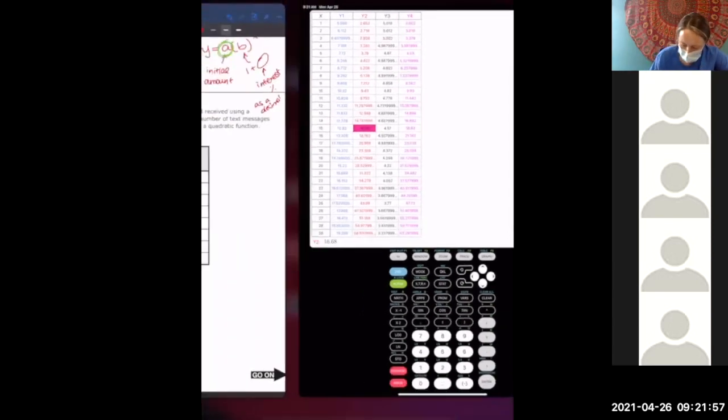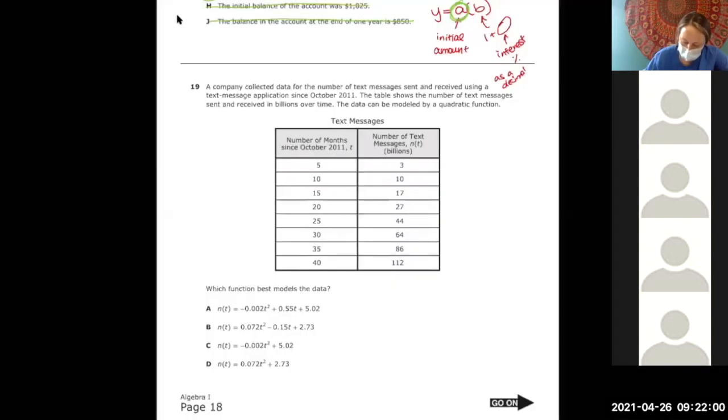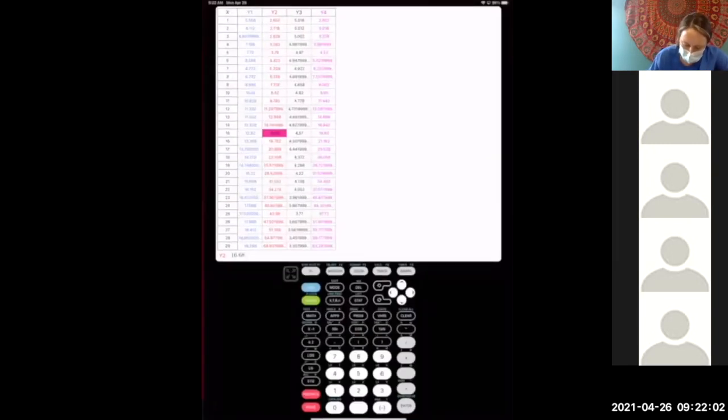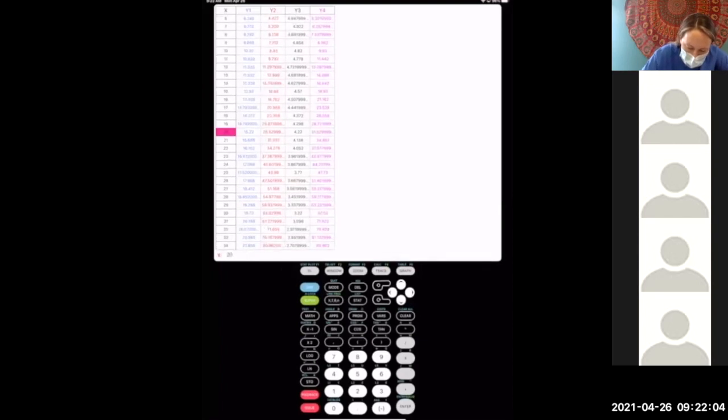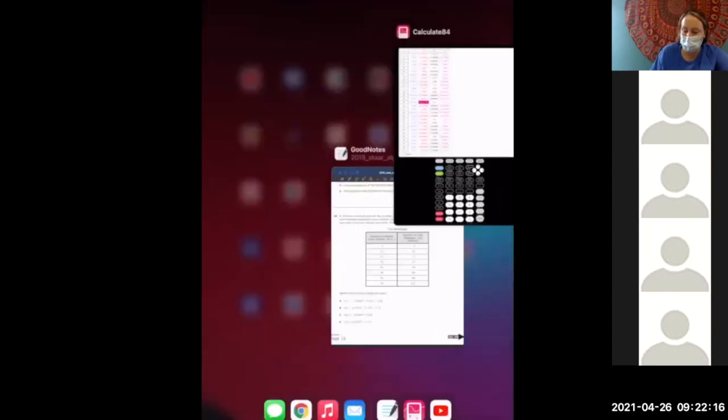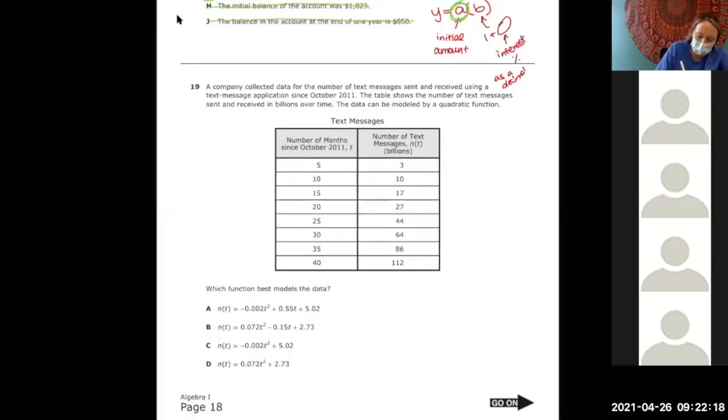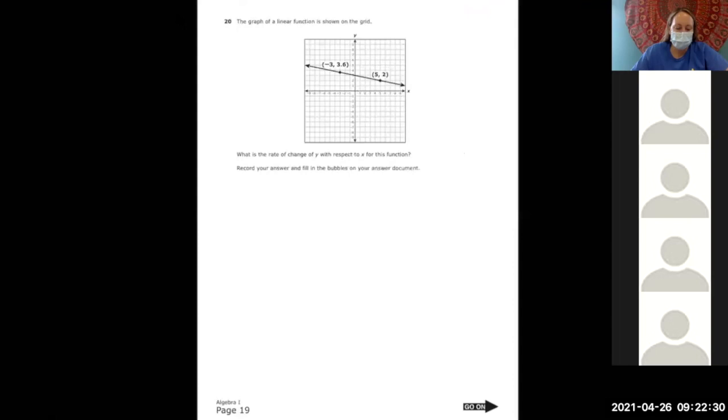And then, let's see, 20, 27, 25, 44. At 20, the closest is red. And then 25, 44 would be red. And so red seems to be clearly the closest one in the table, which is B. Okay, so we're just looking for the one that ended up having a table closest to the one that's on the problem. Okay, let's move to the next one.